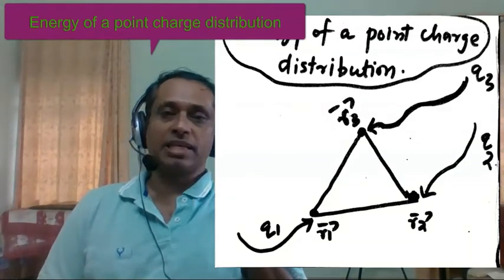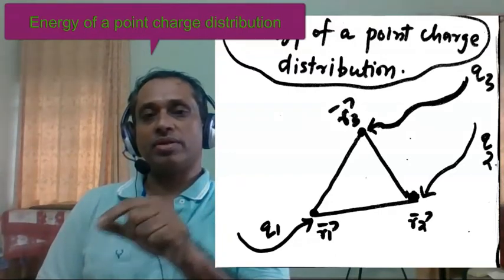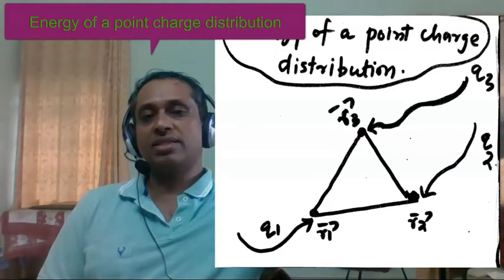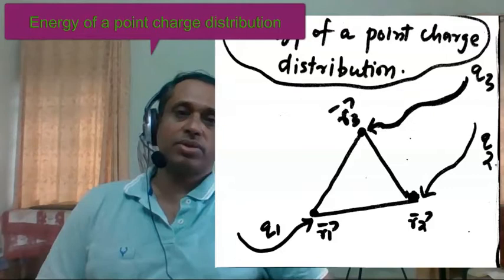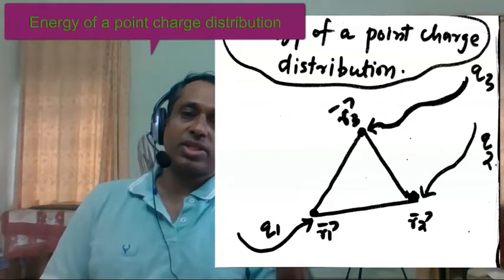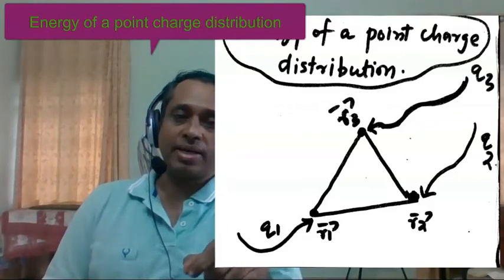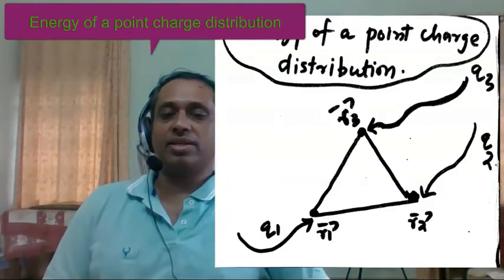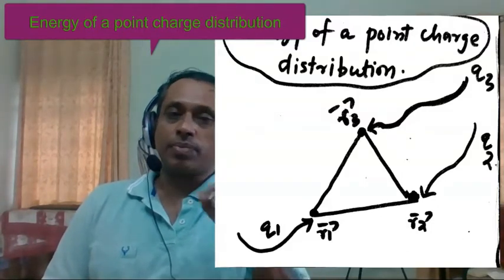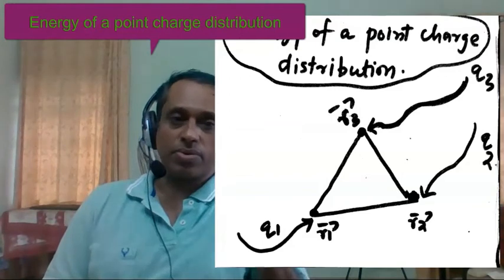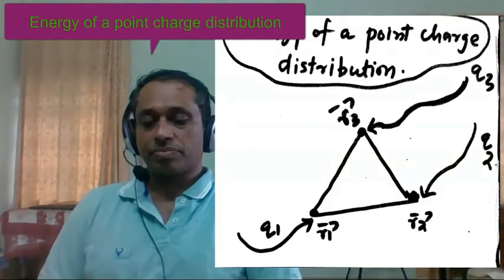Okay, I think it is clear to you. We have the charge Q1 at a point, then we are bringing the second charge from infinity to a point of position vector R2. What is the potential at the charge Q2 by the first charge Q1? That is 1 by 4 pi epsilon 0 Q1 by R12.